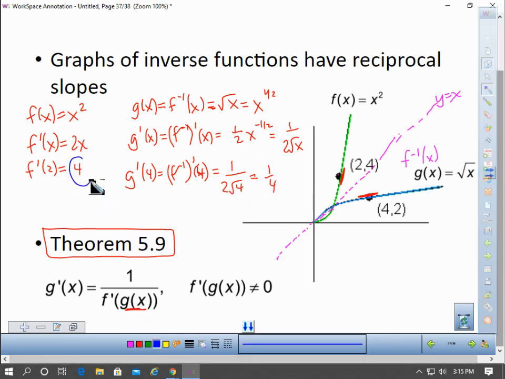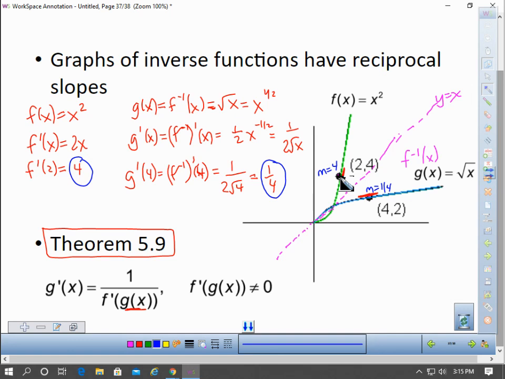Notice that your slopes are reciprocals of each other. So the slope of the tangent line on x squared at the point (2, 4) has a slope of 4. The slope of the tangent line on the inverse, square root of x, at the point (4, 2) has a slope of 1/4. So this has a slope of 4. This has a slope of 1/4. So the tangent lines on inverse functions at mirror points have slopes that are reciprocals of each other.